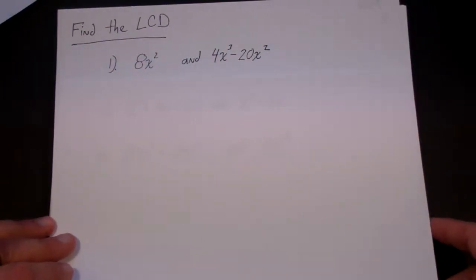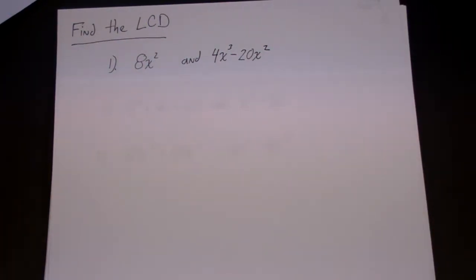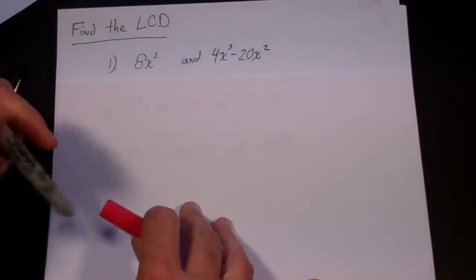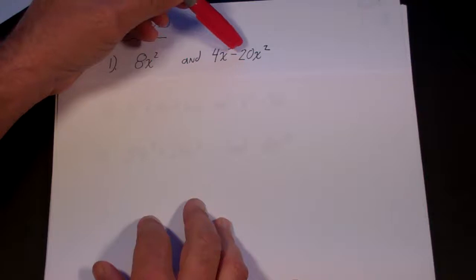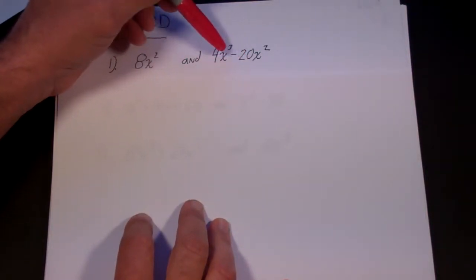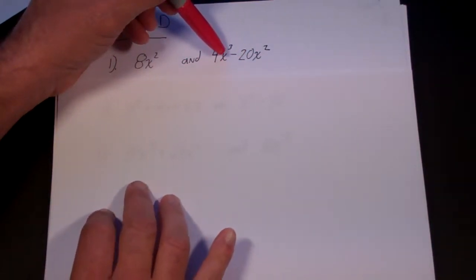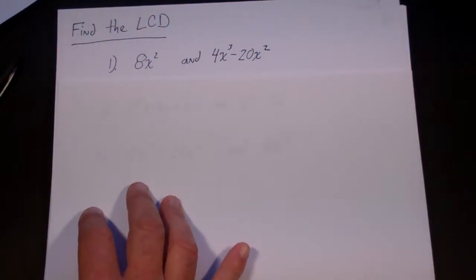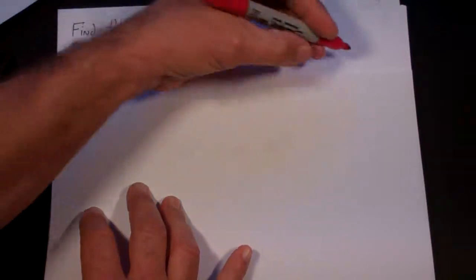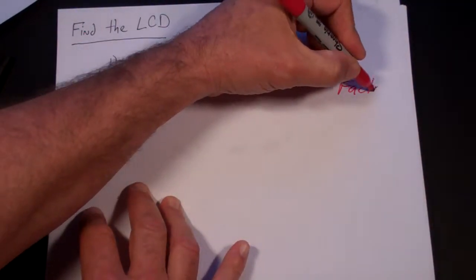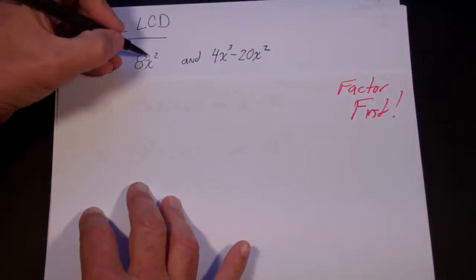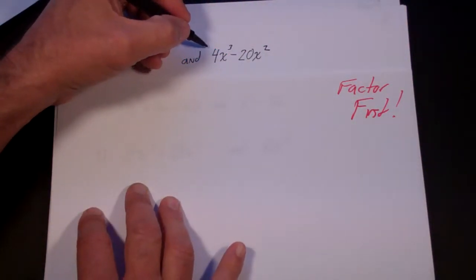You're going to find the LCD between 8x squared and 40x to the third minus 20x squared. So the key rule is that if you have either term which is compound, that is, that has terms which are connected with plus or minus signs, then you're going to factor first, always. So that's the rule: factor first. This one you don't need to factor, but this one you do, so let's mark that out.